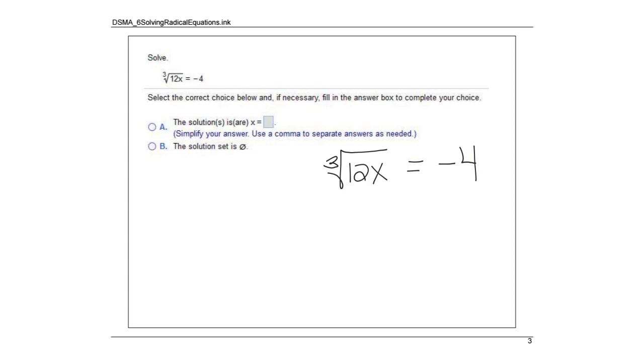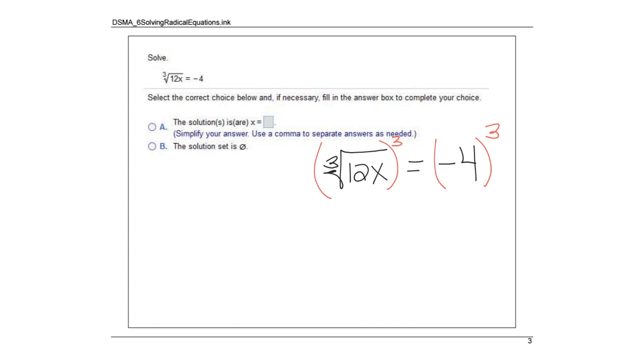Okay, we're going to solve another radical equation, but this one has an index of 3, right? And so we can't raise it to the second power. That wouldn't work. That wouldn't be an inverse. We have to raise this to the power of 3. And if we raise that side to the power of 3, we have to also raise this side to the power of 3.